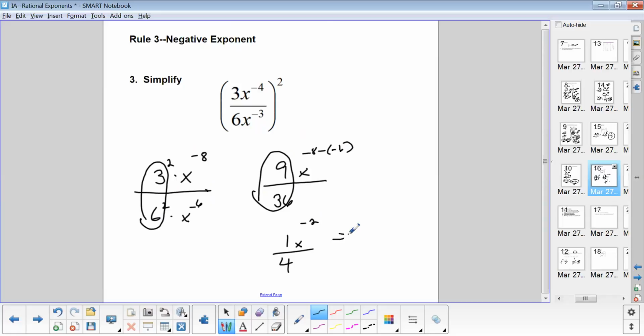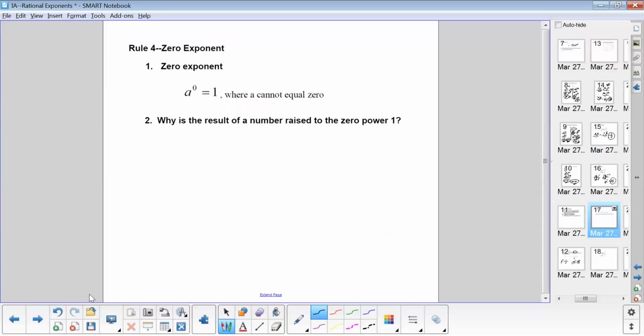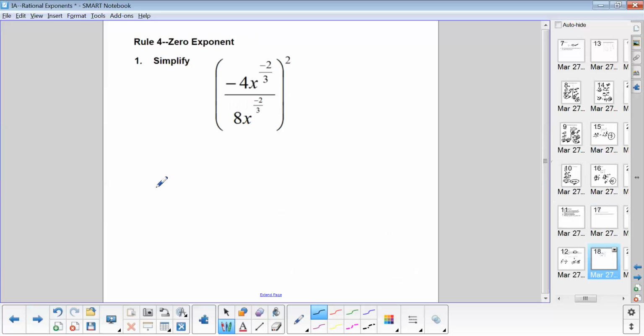And so that will simplify to be 1/4 with x to the second in the denominator. It was in the numerator with a negative exponent. It's moved to the denominator using the reciprocals, and it's now positive. So that moves us on to what happens when we get 0 as an exponent. And we know we'll look at some patterns from class tonight, but anything to the 0 power will be 1.